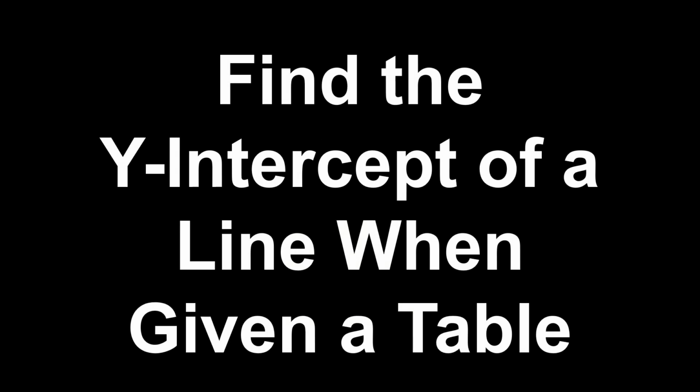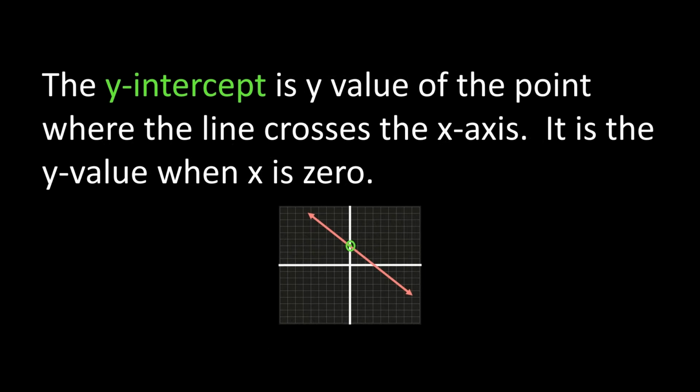In this video, we're going to find the y-intercept of a line when given a table. And the y-intercept is the y value of the point where the line crosses the x-axis. It's the y value when x is 0.